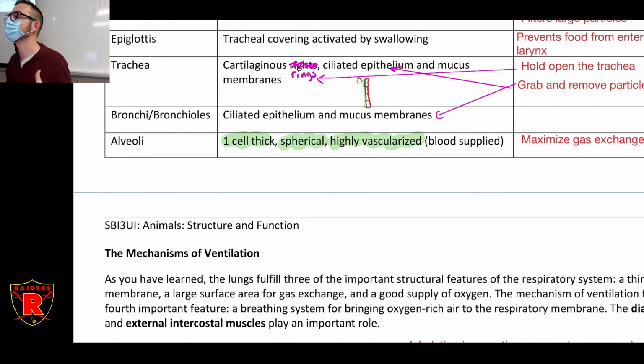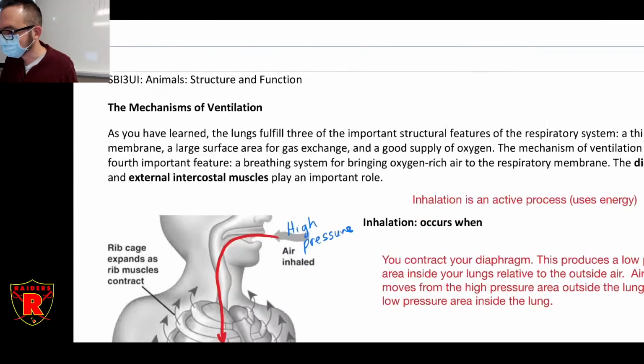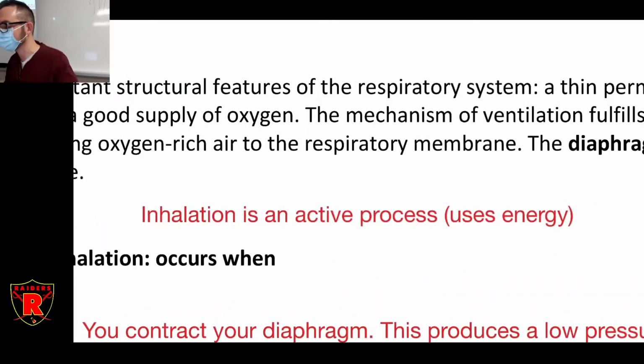Your lungs are actually elastic. If you inflate a balloon and then stop inflating, the balloon just pushes the air out. They're elastic. So the first thing to mention here is that inhalation is an active process. To bring air into the system, you have to expend energy. You have to contract a muscle to get air in.